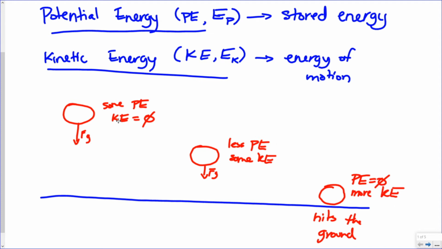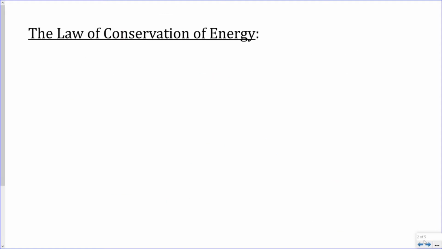And that actually leads us into our next point here, is that so long as there's nothing happening that's affecting it other than just this force of gravity, then the amount of energy at all these points is actually the same. It's just in different forms. And what we call that is the law of conservation of energy. So we're going to write out this definition.